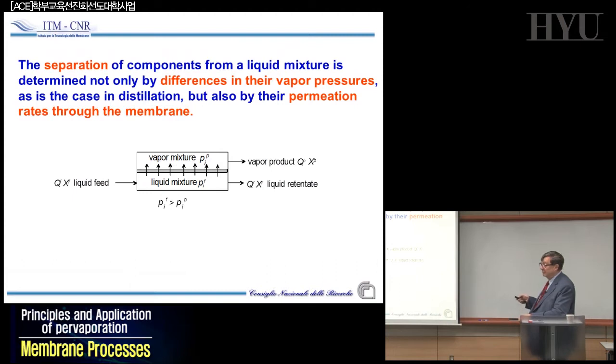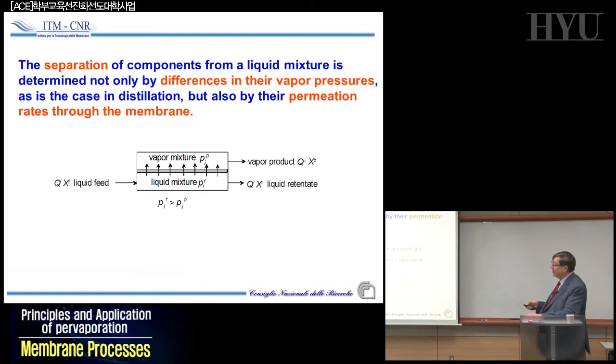Basically, that is the key part of the story. The separation of the components is not only related to the difference in vapor pressure, as you have in a traditional evaporation system or distillation. The permeation rates, the velocity, and the diffusivity across the system are also important. That is what makes the difference between traditional evaporation and pervaporation.